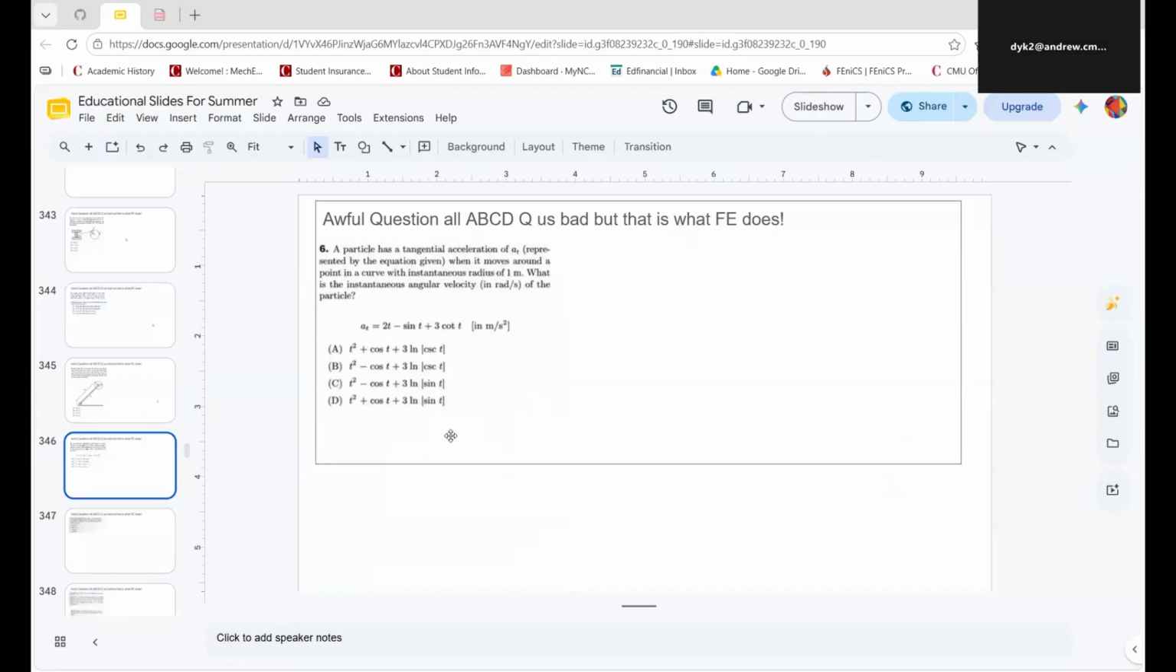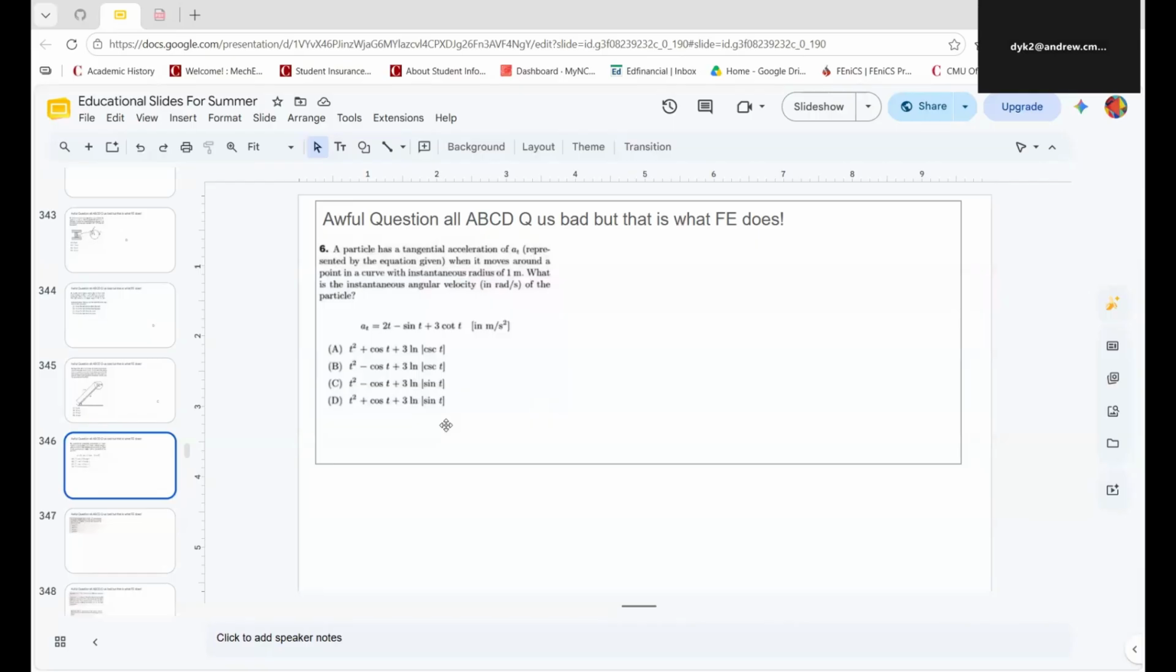A particle has a tangential acceleration of a_t represented by an equation given. When it moves around a point in a curve with an instantaneous radius of 1 meter, what is the instantaneous angular velocity in radians per second of the particle? Just take an integral and do it. What is so hard about this? Is it a double integral situation because we don't know r? Oh, no, it gives you instantaneous at 1 meter. There must be something hard about this. I don't know. Let me just do the integral.